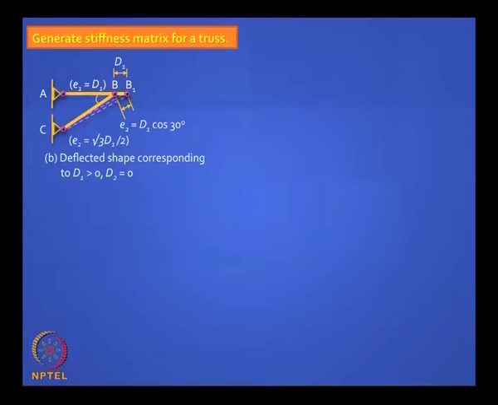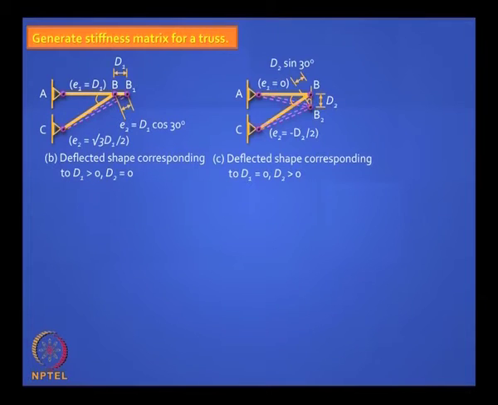Here is a 2-bar truss, it has 2 degrees of freedom. That joint B can move horizontally, it can move vertically, and the elongations E1 and E2 can be expressed in terms of D1 and D2. You can easily prove this. E1 is equal to D1 and E2 is equal to D2 cos 30 degrees.